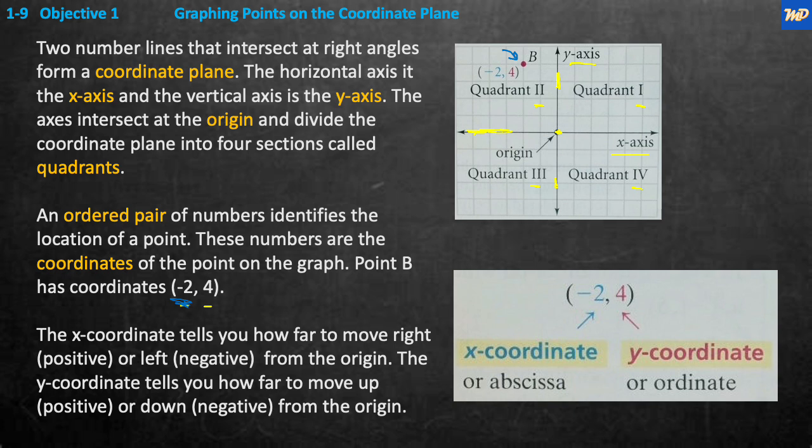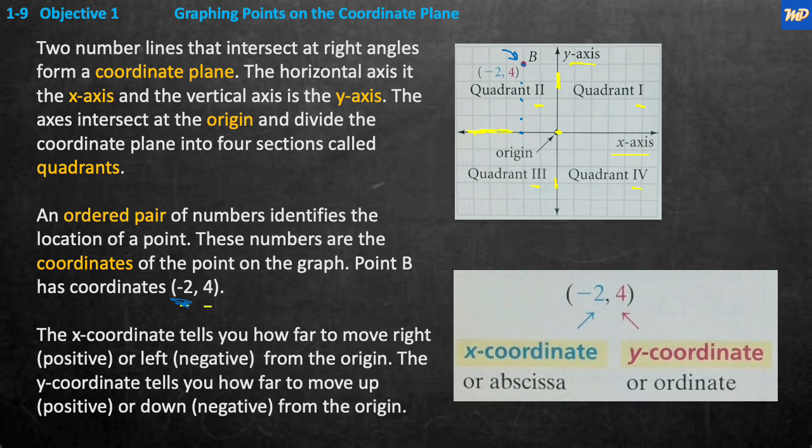That's the first term, is x. We're going to go -2. That's 1, 2 to the left. And then we're going to go 4 up, positive. 1, 2, 3, 4. Here we are. So B is the name of that point, and it's at -2, 4.